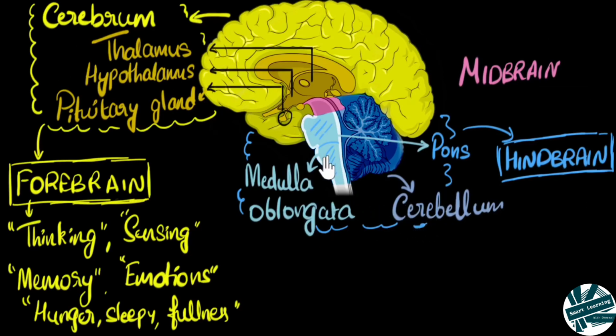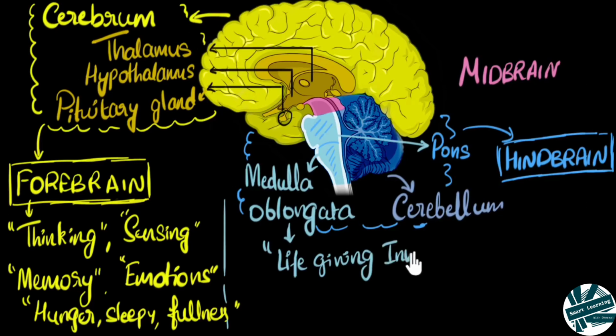So what does the medulla oblongata do? Well, it controls most of the life-giving involuntary processes. Involuntary processes. That means these are the most essential for life, like your heart beating, your breathing, digestion. All of those essential things are taken care of by your medulla oblongata.